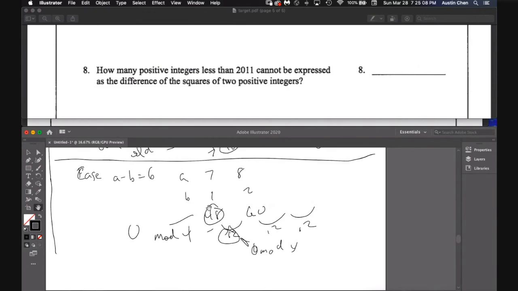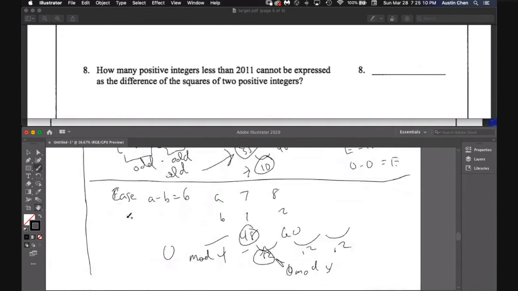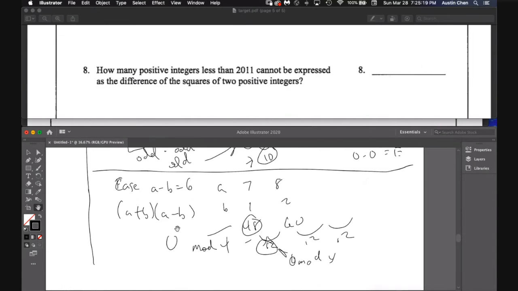Well, this term will be a plus b times a minus b with our initial a and b numbers. Now, like we said before, this a minus b term will always have at least one factor of 2. If we can say that a plus b will also always have one factor of 2, then we can prove that this will always be divisible by 4.